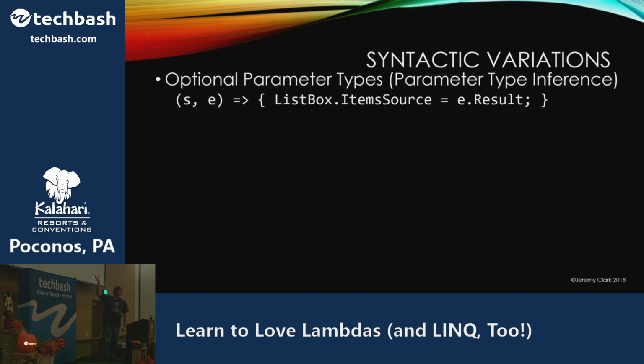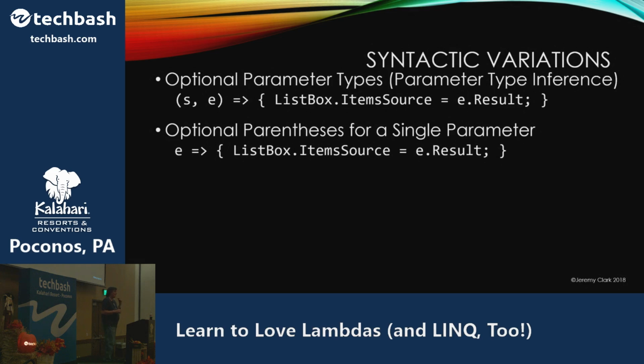So here, again, this could be a signature for an event handler. So I might have a sender and some type of event args. But I don't have to tell the compiler what they are. It's going to say, oh, I know what this is based on context. So I can just put my parameter names, S and E in this case. Another thing about Lambda expressions is if we only have one parameter, the parentheses around the parameters are optional. And this is extremely common, especially in LINQ, because a lot of the LINQ methods just take one parameter. You usually don't see parentheses in that case.